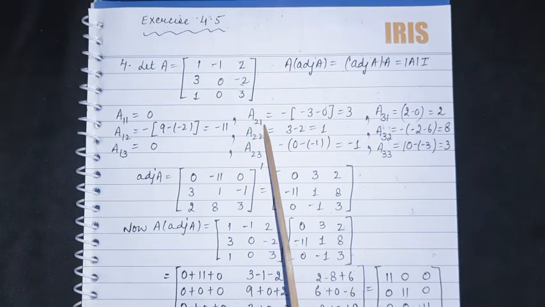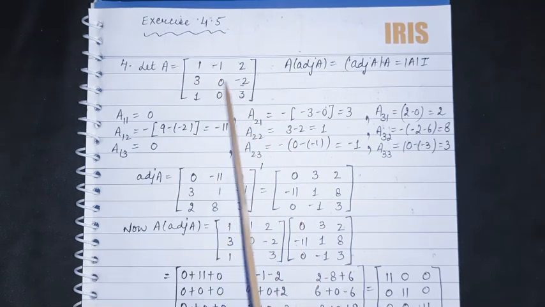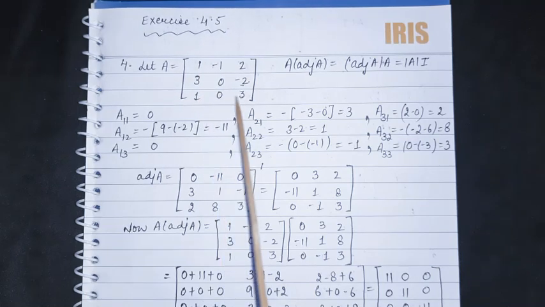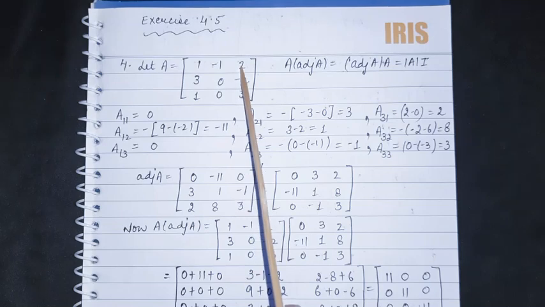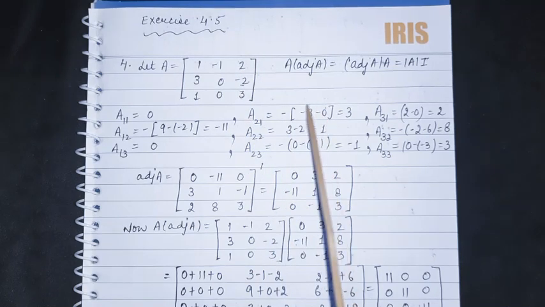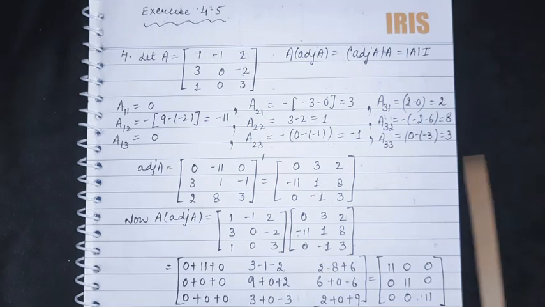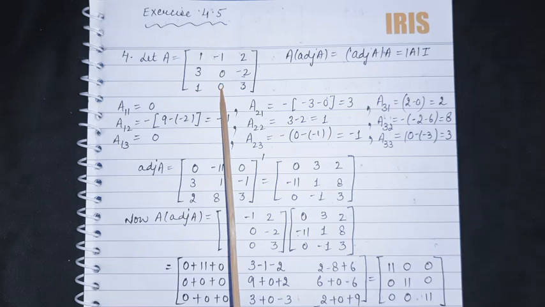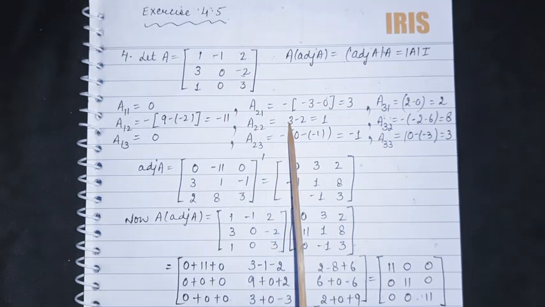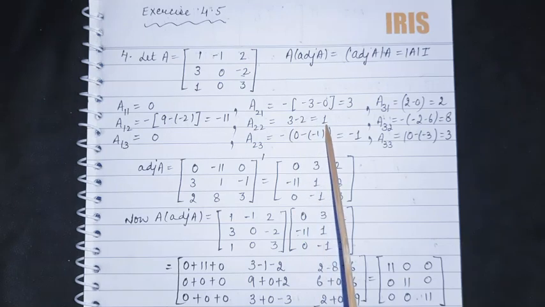Then A21, this is 2, 1, so minus here. Ignoring second row, ignoring first column, 3 into minus 1, minus 3, and minus 0 into 2, which is 0. So minus of minus 3 is 3. Then A22, ignoring second row, ignoring second column, you will get 3 into 1, 3, minus 1 into 2, which is 2, so 3 minus 2 is 1.